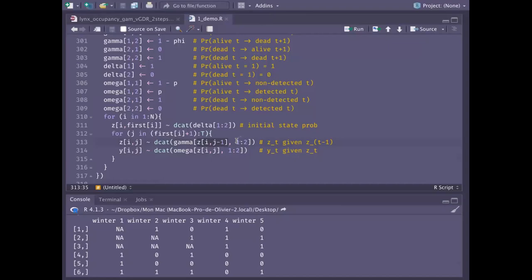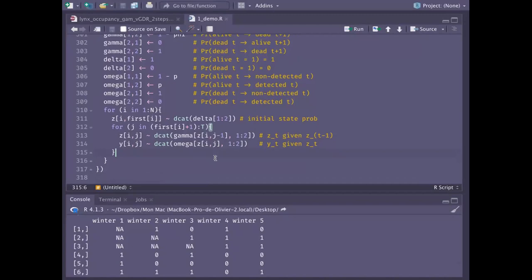And so it's going to throw a coin and get the outcome depending on the vector corresponding to the first or second row of gamma. And then once your state is known, you can get an observation using the observation matrix, the big omega matrix. And you pick the row corresponding to your current state, either it's alive or dead. And then you pick the two columns corresponding to that row. Okay.